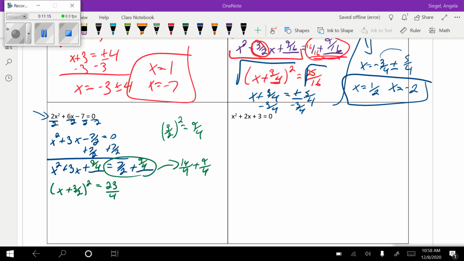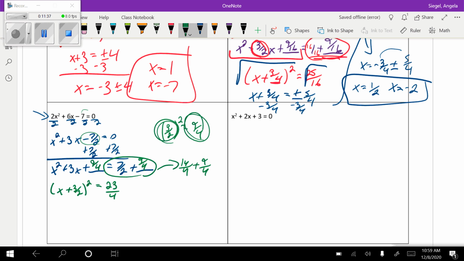Okay, so hopefully you got it set up this far. So we divided everything by 2, so we moved that 7/2 over. And the special number that I wanted was 9/4. That's going to make it a perfect square trinomial. And so once I factored it, it was x plus 3/2 squared.